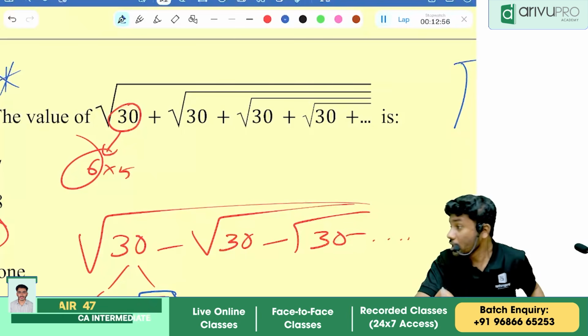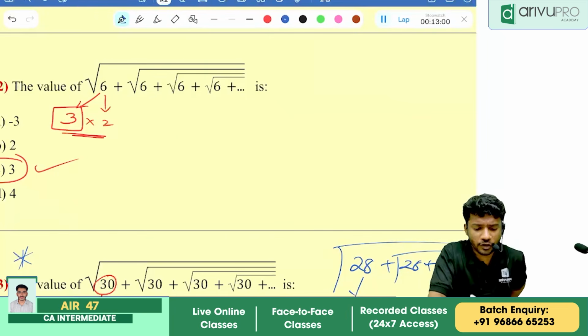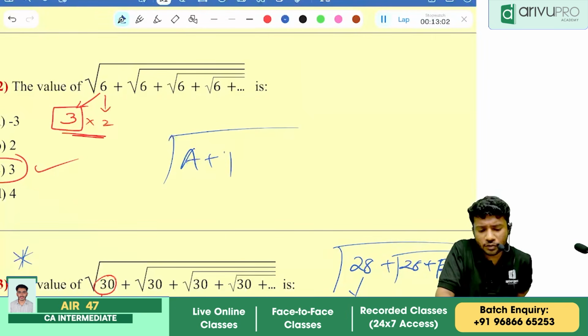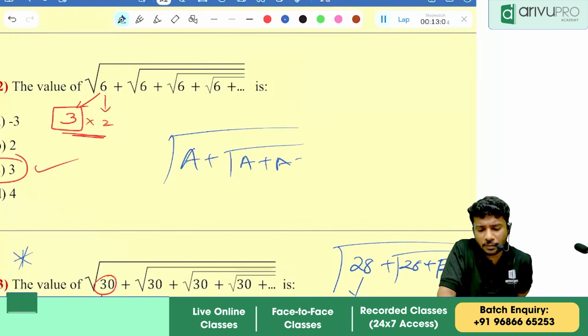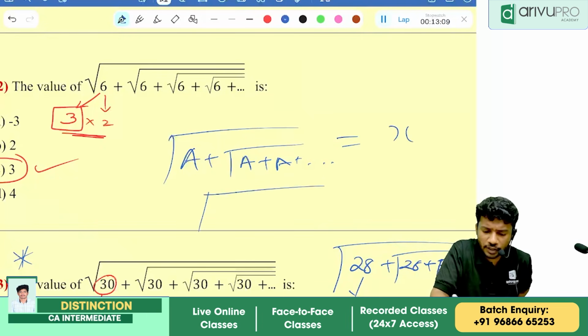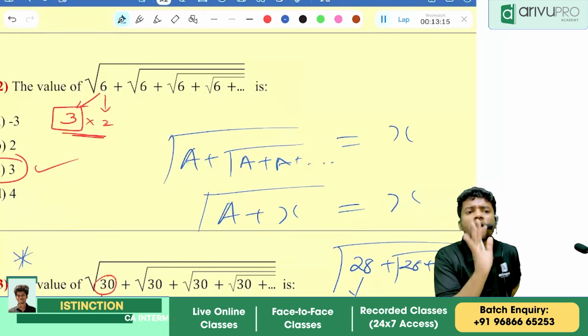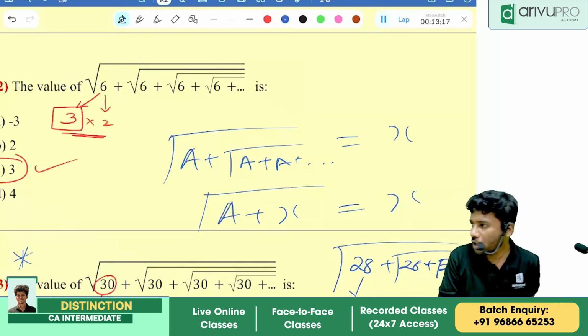Okay. Yes. So what if a is given instead of 28? For example, root of a plus root of a plus root of a plus, and so on, is given. We will assume it as x. So you will write a plus x is equal to x. Square both sides and solve the quadratic equation, or option hit. That is the way. Okay.